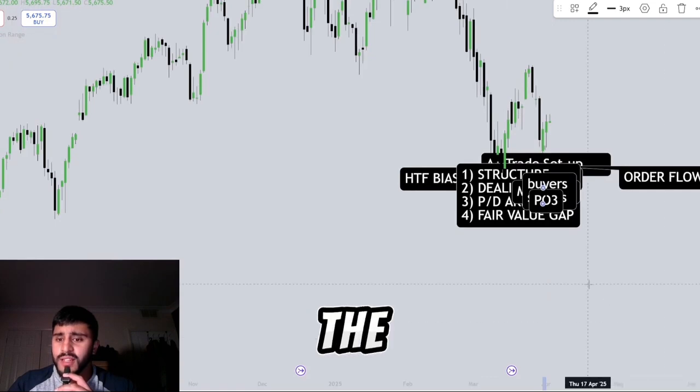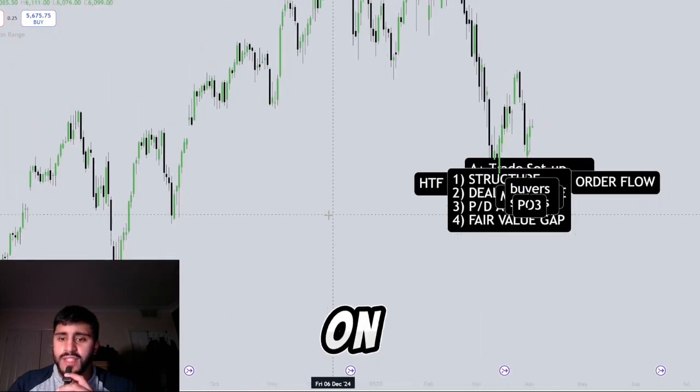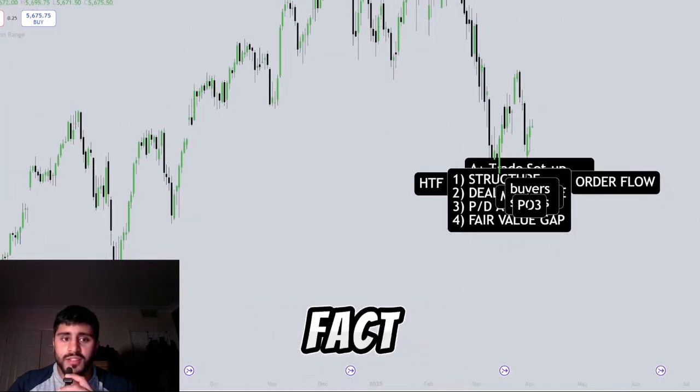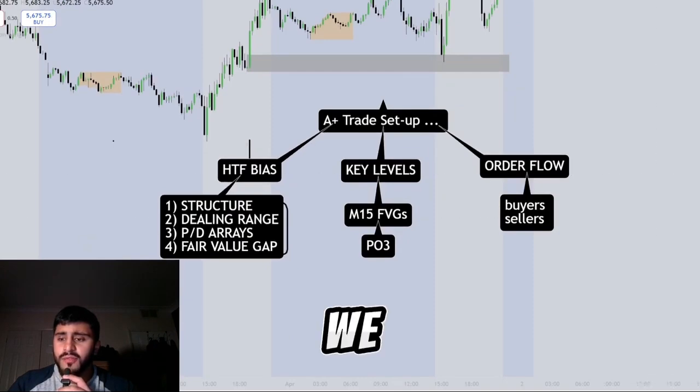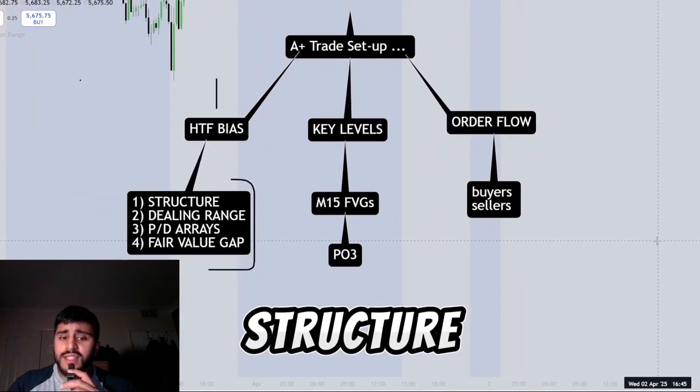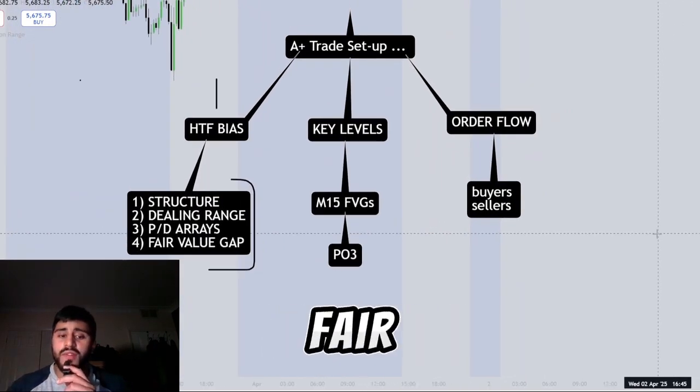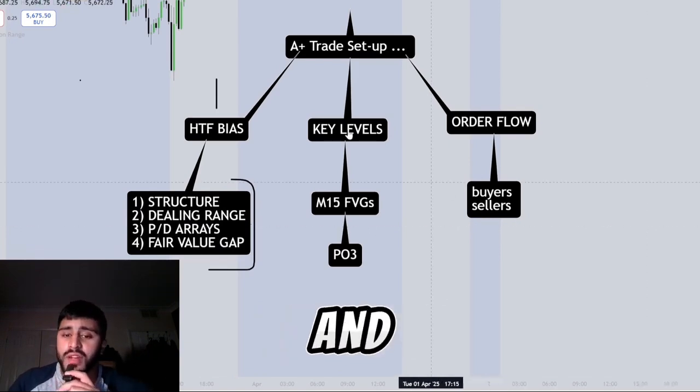So structure, dealing range, PD arrays, and fair value gaps. So let's head up to the daily time frame and understand what we're looking at. On the higher time frames we have market structure, dealing range, PD arrays, and fair value gaps, premium and discount arrays, and fair value gaps.